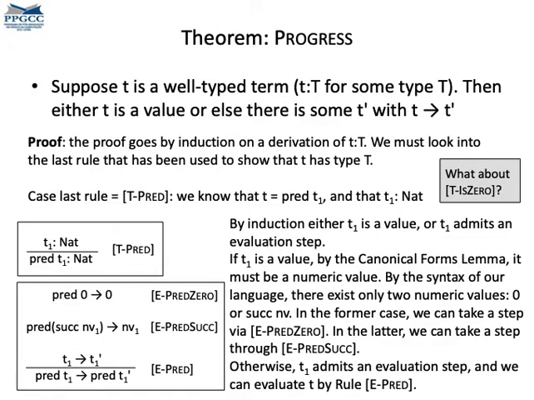If the last typing rule in the derivation tree is T-Pred, then we know that the term is pred T1 for some T1. Now we need to look into this term T1. If it is a value, then it must be either 0 or succ of a numeric value, because T1 has type nat. If T1 is 0, then E-Pred-Zero takes a step. If T1 is not 0, but it's a value, then E-Pred-Succ takes a step. Otherwise, T1 can take a step by induction. In this case, there exists some T1 prime, so that T1 evolves to T1 prime. And we can use this fact as the premise of rule E-Pred to show that pred T1 takes a step.